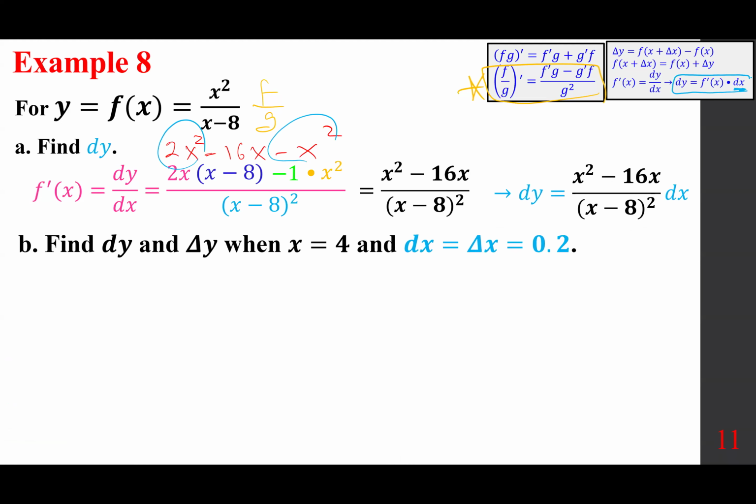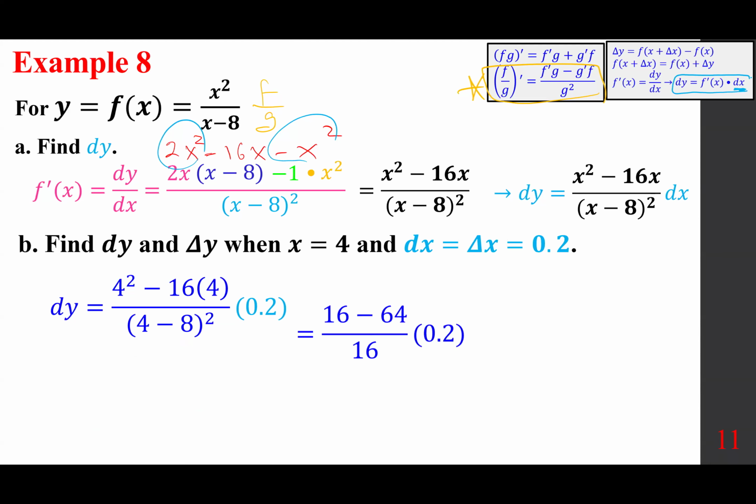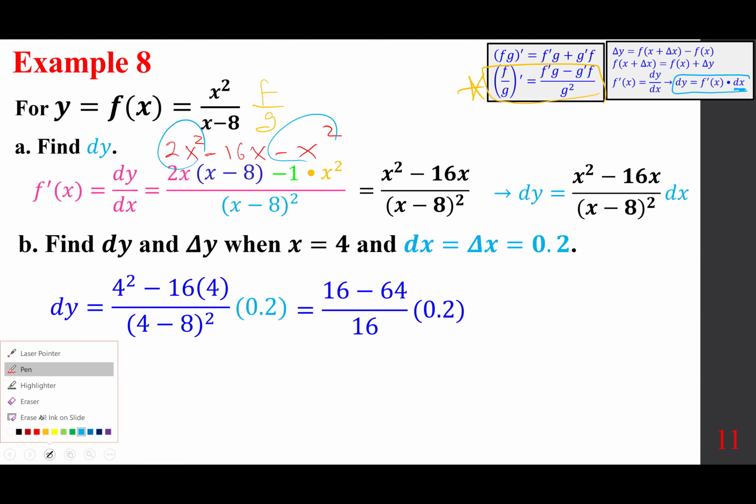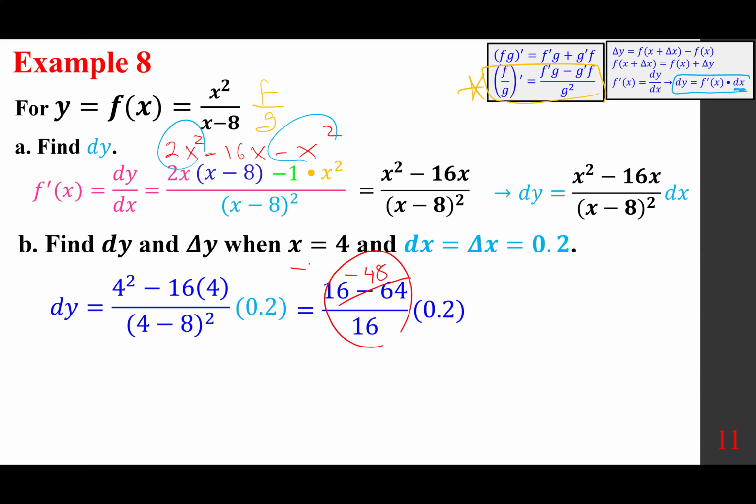Find dy and delta y when x is 4 and dx, or delta x, equals 0.2. Simply put, plug in for dy. Replace the x with 4 and delta x, or dx, with 0.2. This is the calculation. You don't even need the calculator because 4 squared is 16, minus 16 times 4 is 64. So 16 minus 64 is negative 48, and the bottom is negative 4 squared, which is 16. Negative 48 divided by 16 is negative 3. Multiplied by positive 0.2, you get negative 0.6.